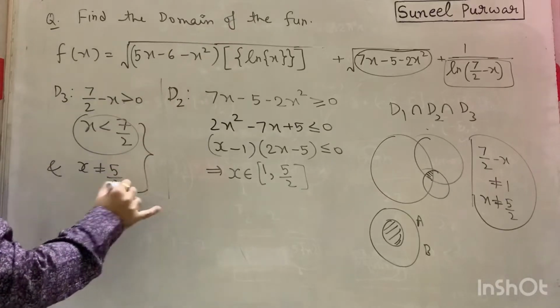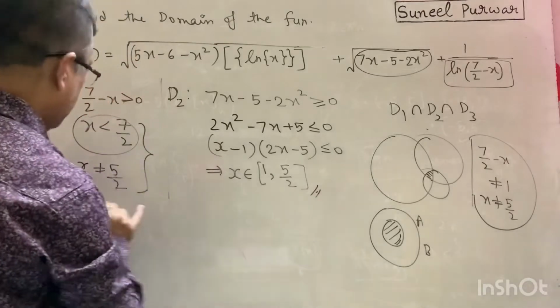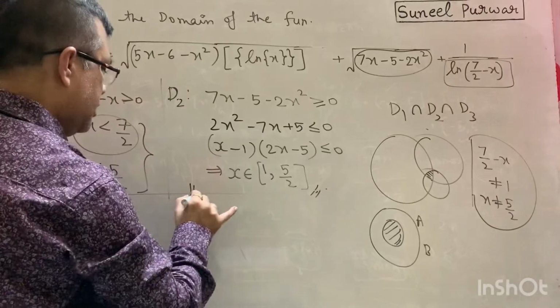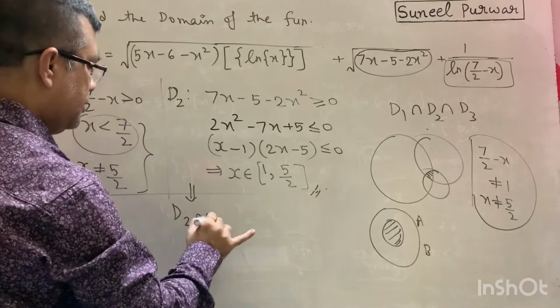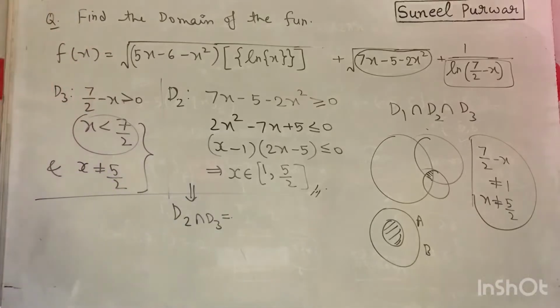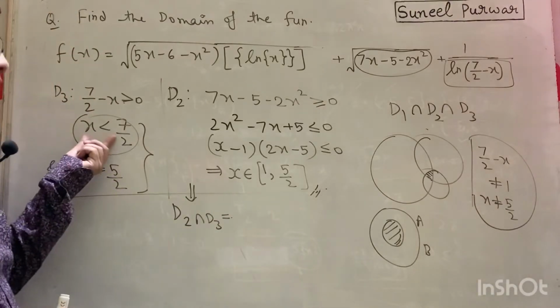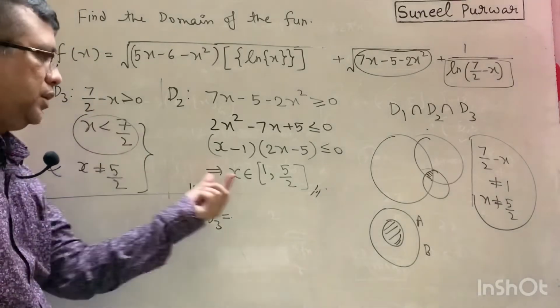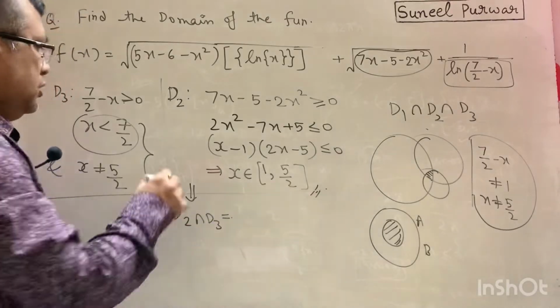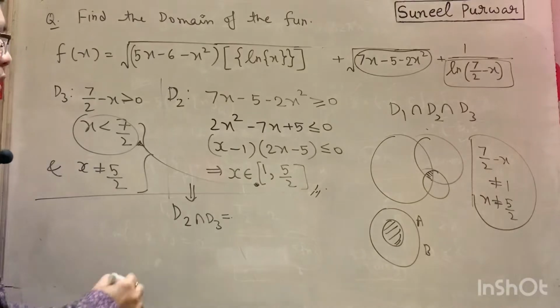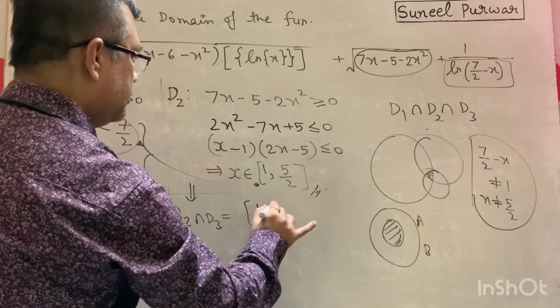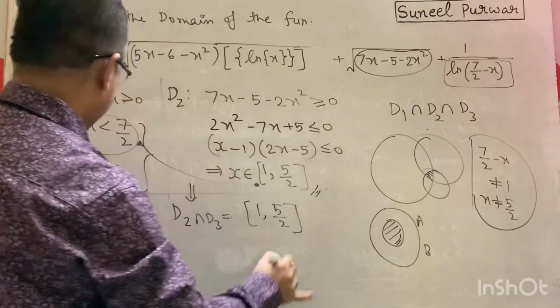So this one is for D2 and this is for D3. Let's first find the intersection of D2 and D3. D2 and D3 is equal to... this says x is less than 7 by 2. All these values are less than 7 by 2. So what is the intersection of these two intervals? The intersection of these two intervals is 1 to 5 by 2 only.